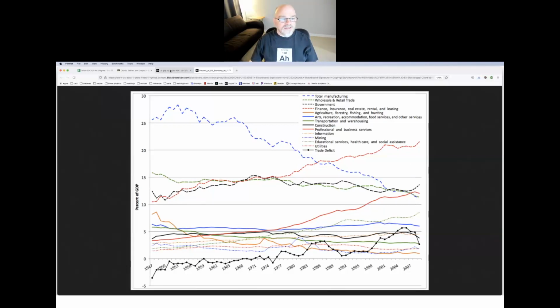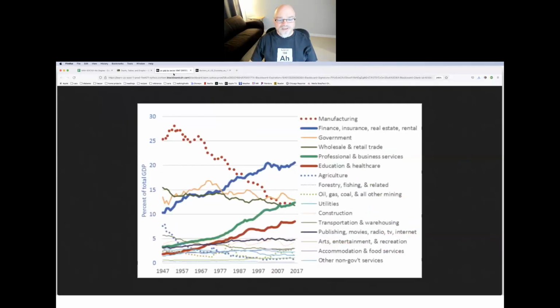If you'd like to see the same basic chart, but up to 2017, the resolution on this one is not quite as good, and there aren't as many divisions. But again, you can see the dotted red line here representing manufacturing shows considerable and ongoing decline since its peak in the immediate years after World War II. You can see that government has remained relatively stable, hasn't gone up very much, hasn't gone down very much, but finance, insurance, real estate, and rental has gone up. Professional and business services have gone up. Education and healthcare have gone up as a share of GDP.